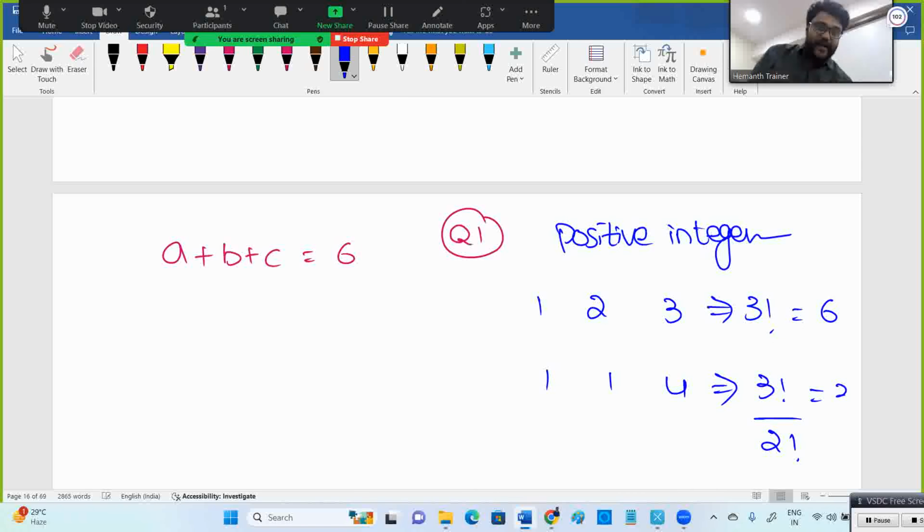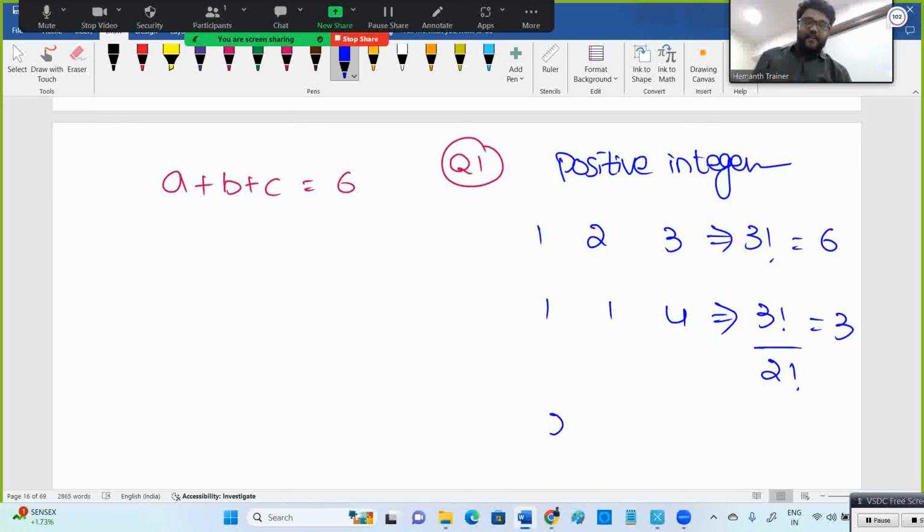3 factorial by 2 factorial is 3. Listen. What is that 3, you know? It's 4 double 1, 1 4 1, double 1 4. All those 3 are written there. Okay. Next is 222, only one way. 3 factorial divided by 3 factorial, only one way.